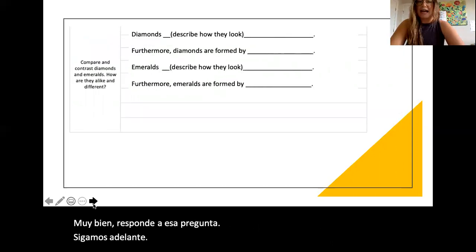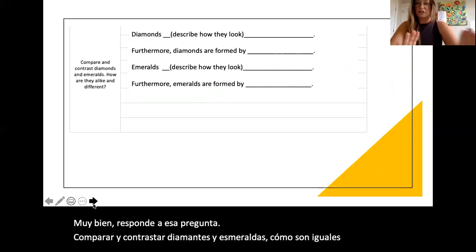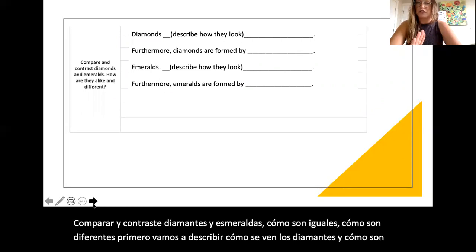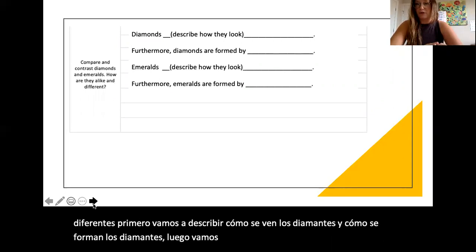Compare and contrast diamonds and emeralds. How are they alike? How are they different? First, we're going to describe how diamonds look and how diamonds are formed. Then we're going to describe how emeralds look and how emeralds are formed. Okay?